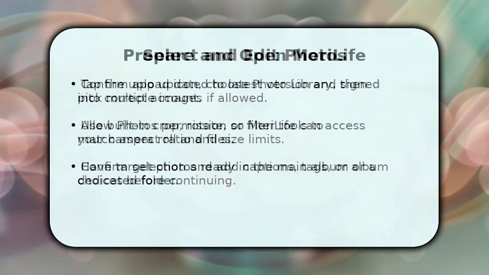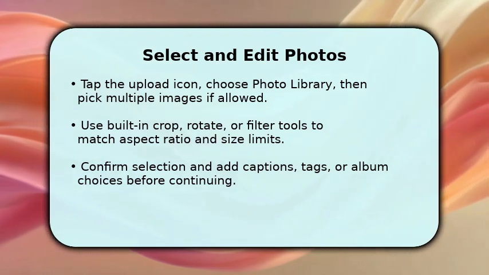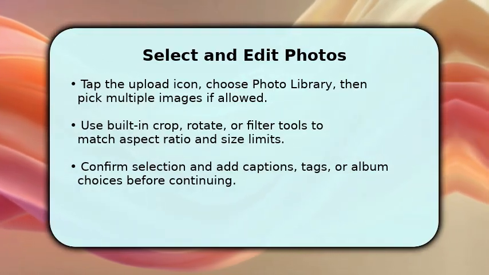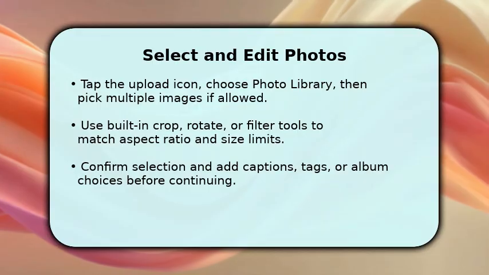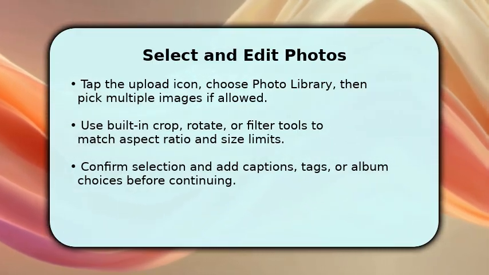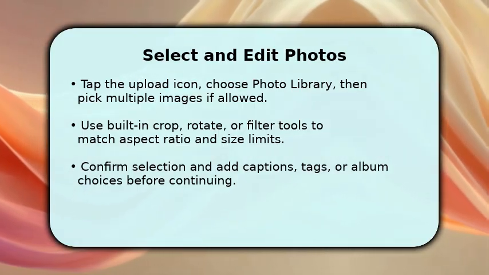You'll see a picker after tapping Upload. Choose Photo Library and tap each image you want. If Merilife supports multi-select, pick them in one go to keep order. Once selected, use the in-app editor to crop to the required aspect ratio, rotate, or apply a light filter. This ensures visual consistency and avoids rejection for size limits.